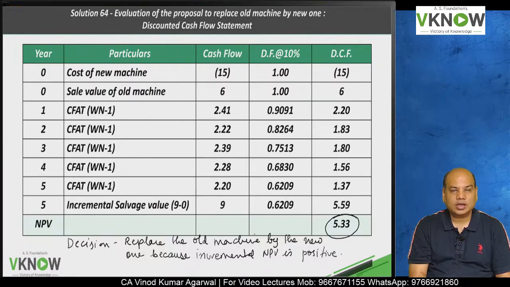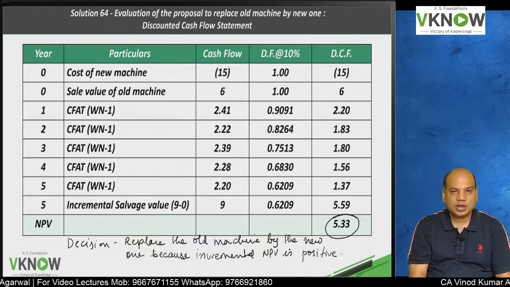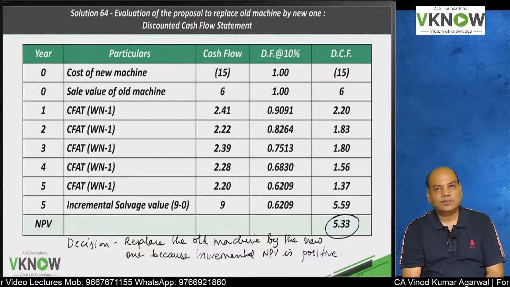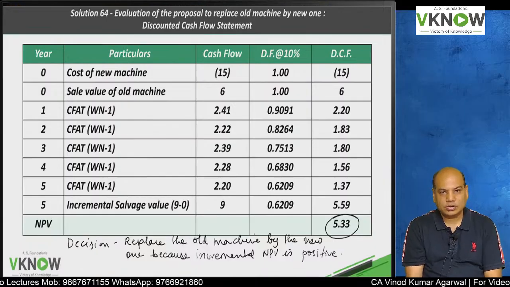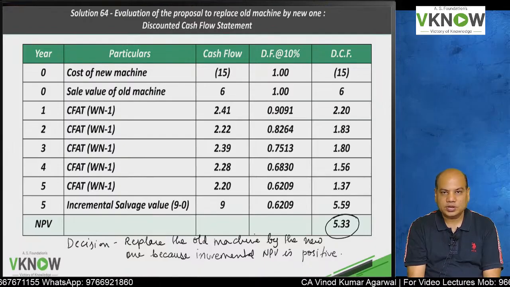The block will increase by rupees 15 lakh and the block will decrease by rupees 6 lakh. Therefore, the increase in block value is rupees 9 lakh.